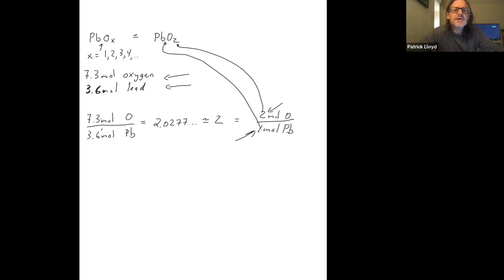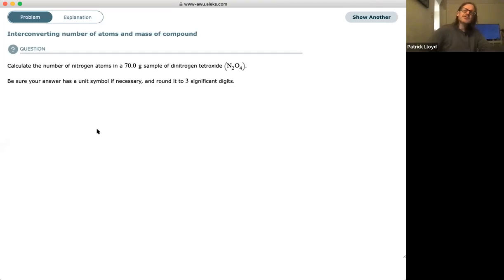Let's see here. Interconverting. Let's take a look at this one. This one right here just involves not a lot of steps, but a lot of little numbers to calculate. So let me show you this one here. Again, I don't think I did this one last semester for the students, so I'll show it to you here. Interconverting numbers of atoms and mass of the compound.